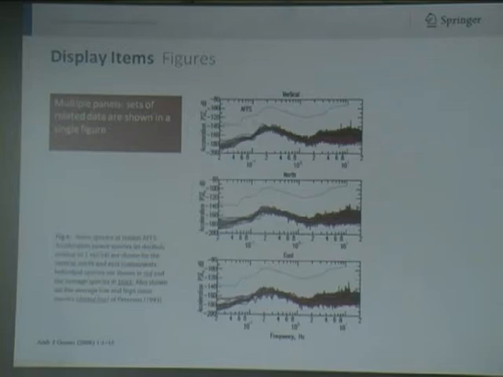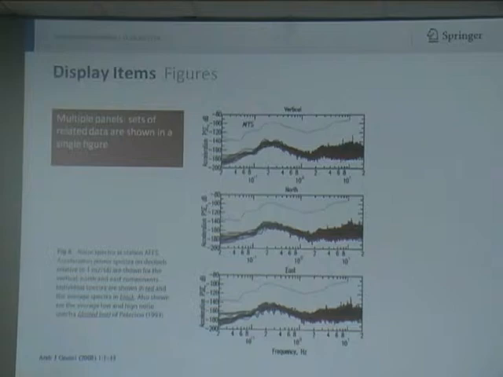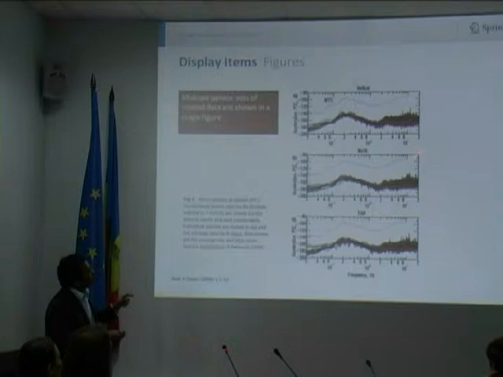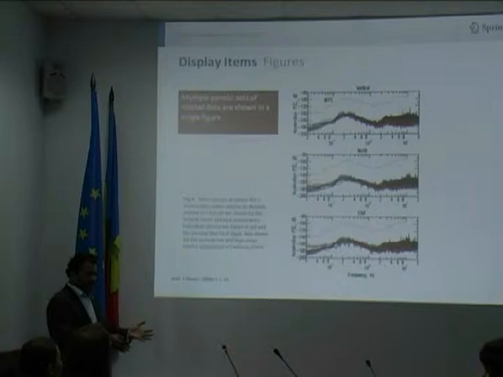This is a very good example. This analysis wanted to show that they did the same experiment in north, east, and vertical parameters. So it's good to put all of them together, because the audience can compare directly. But this cannot be on page 10, this on page 12, and this on page 15, because it's just not intuitive enough. So put them all on one page.